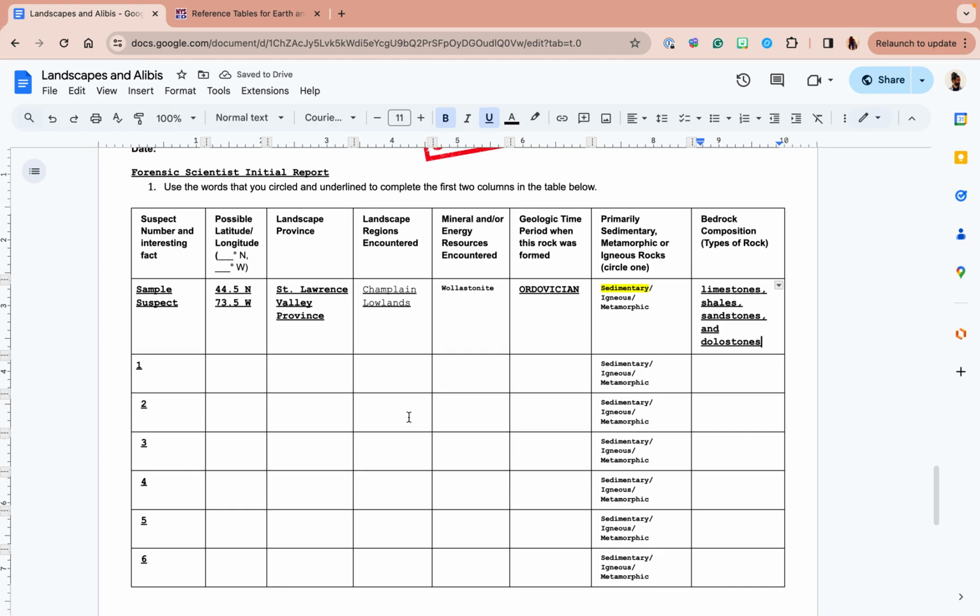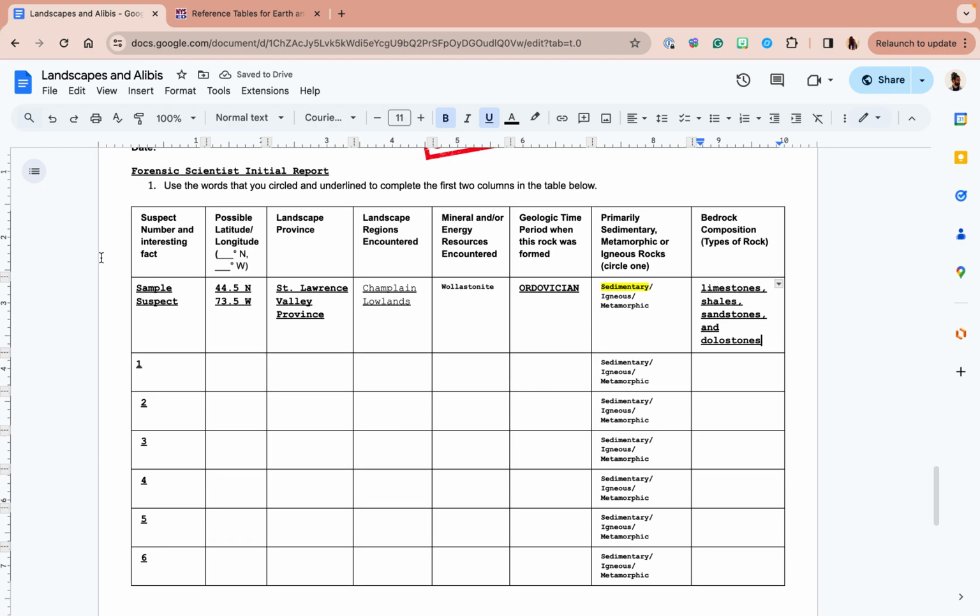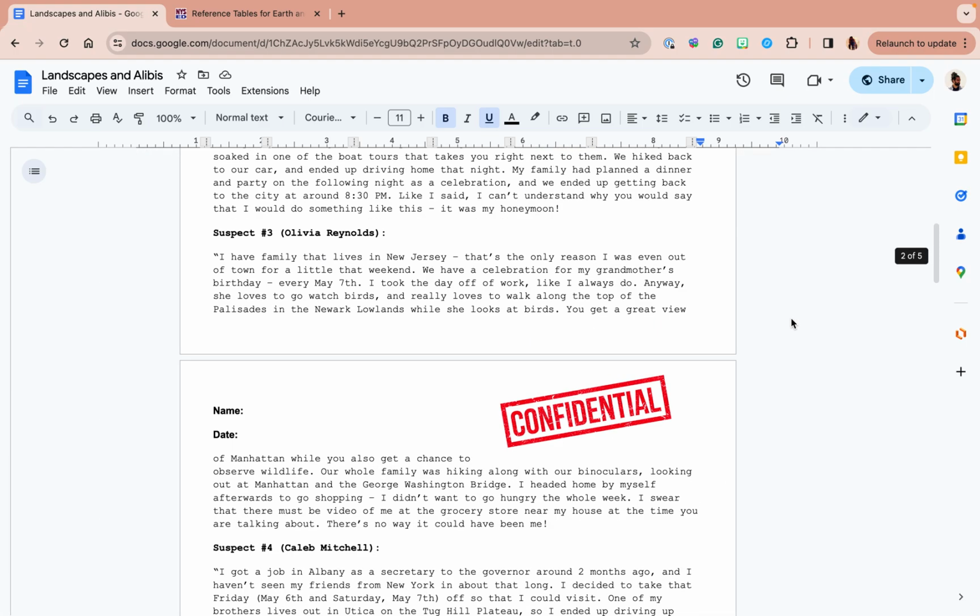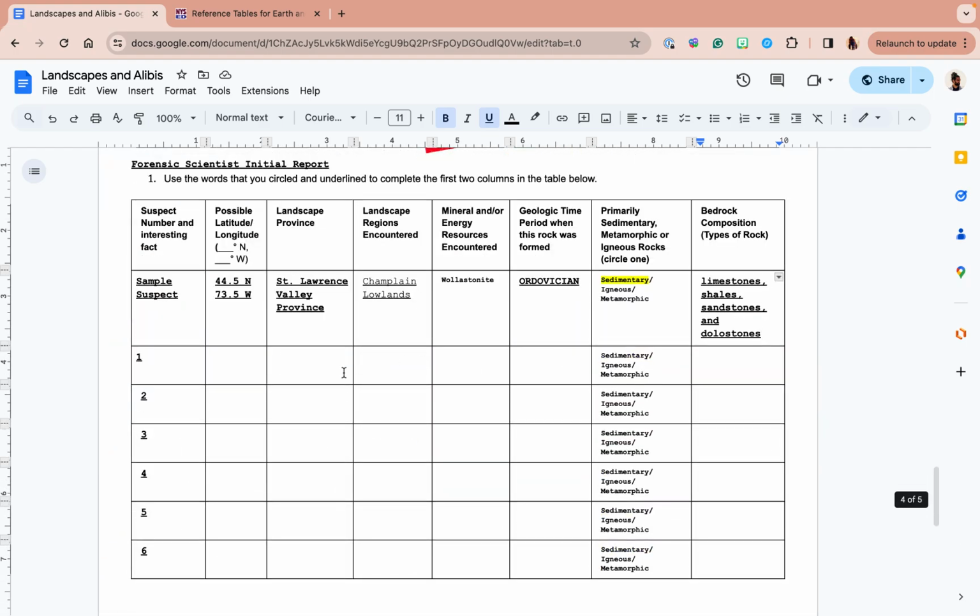So that's how we'd find one line of information for each of the suspects. Your job is going to be to do that for each of the different suspects. So that's going to be to fill out the latitude, longitude, landscape province, region, mineral resources, geologic time period, general rock type, and bedrock composition. Good luck.